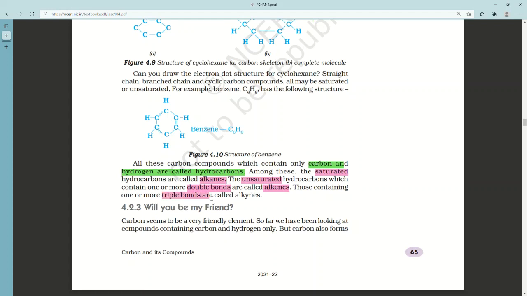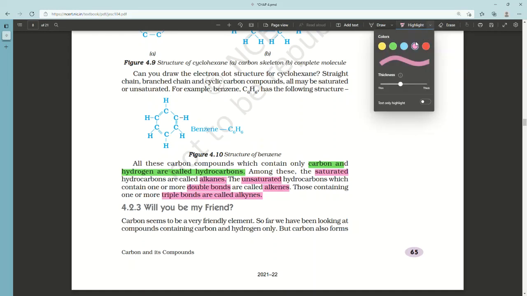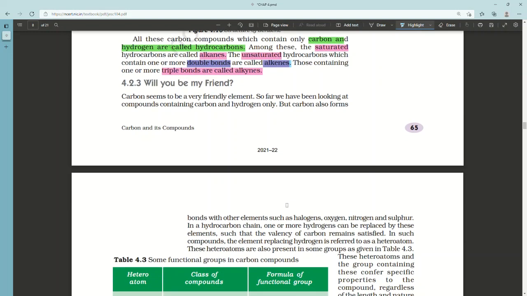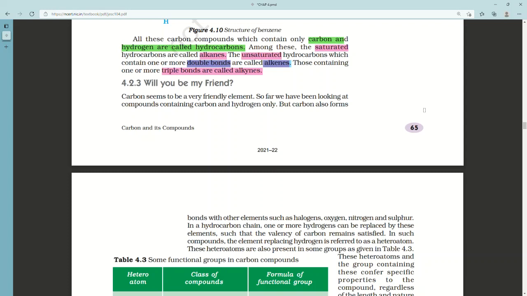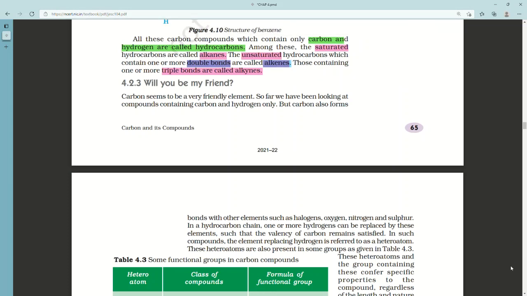Free valency or valencies of the group are shown by a single line. The functional group is attached to the carbon chain through the valency by replacing one hydrogen atom or atoms. Heteroatom: chlorine/bromine. Class of compounds: halo compounds, chloro-bromo-alkane. Formula of functional group: free valency single bond chlorine or free valency single bond bromine.